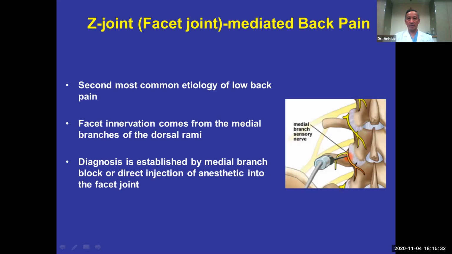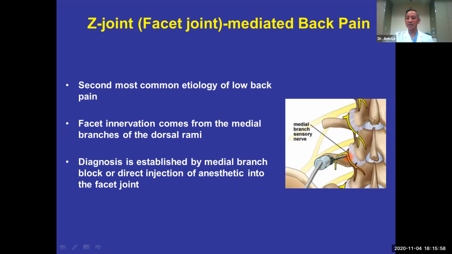So the next structures in the lower back that could cause mechanical back pain are the facet joints, right? Also known as the zygapophyseal joints. And we thought the innervation of the facet joint came from the medial branches of the dorsal rami. Here's the dorsal rami and the medial branches.